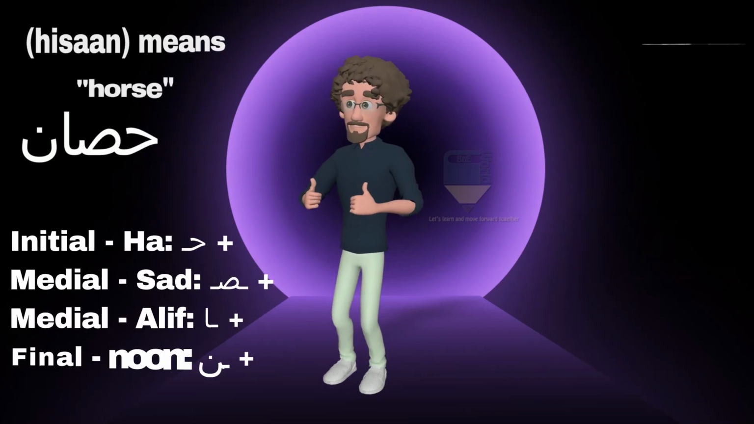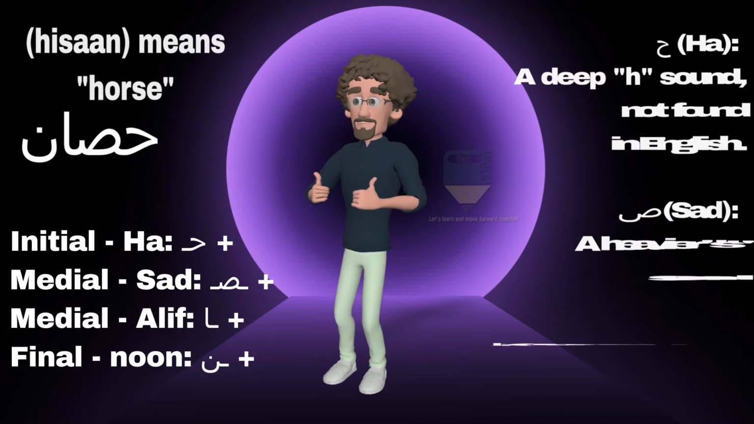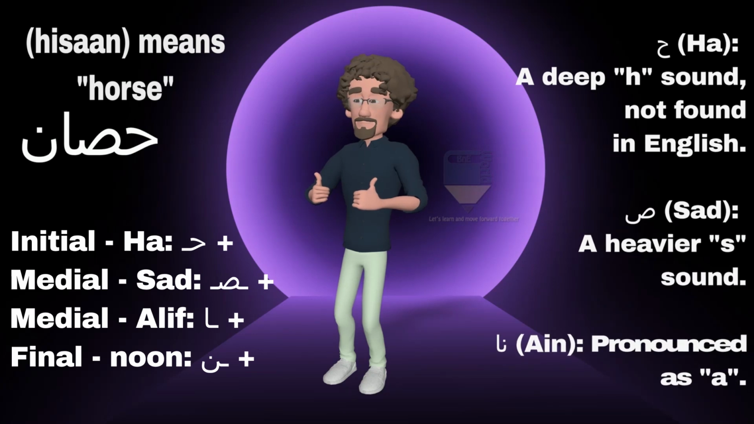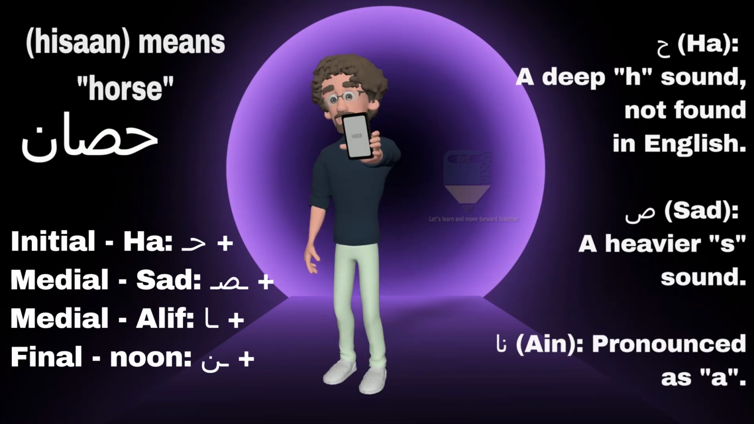Breakdown of the word: Ha, a deep H sound. Sad, a heavier S sound. Alif, pronounced as A in this context.